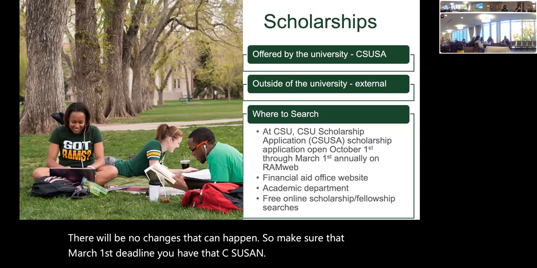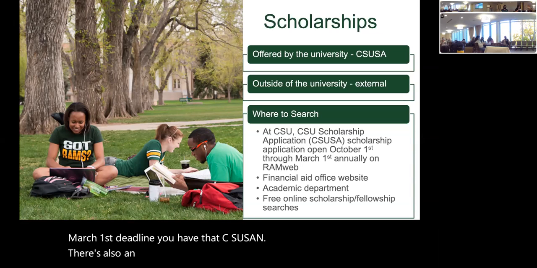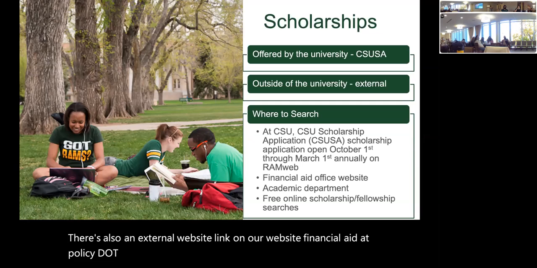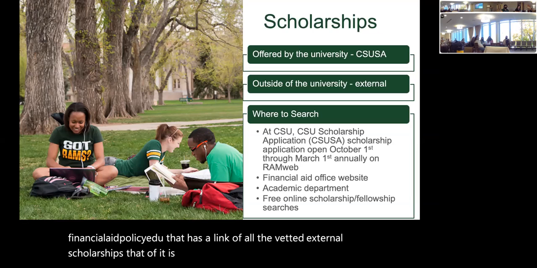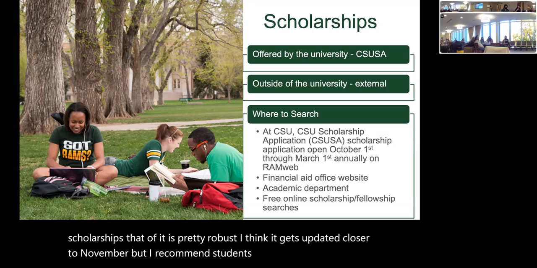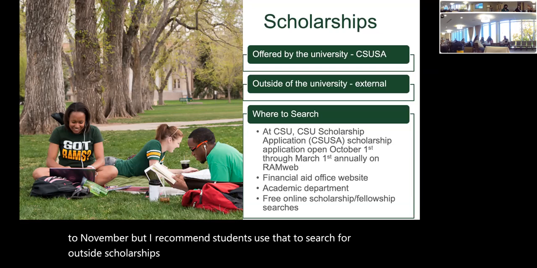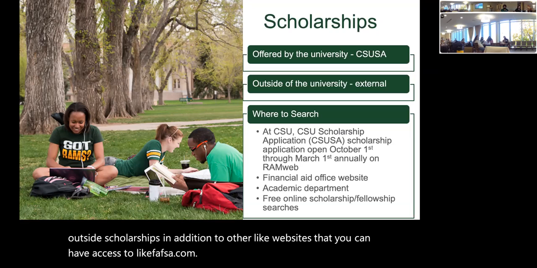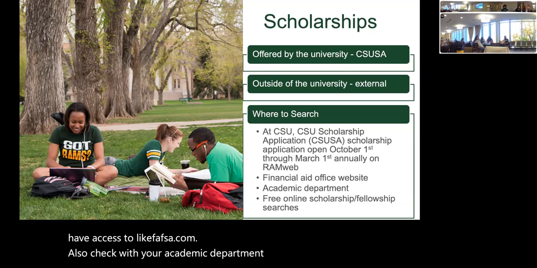There's also an external website link on our website, financialaid@colostate.edu, that has a link of all the vetted external scholarships that we know of. It is pretty robust. I think it gets updated closer to November, but I recommend students use that to search for outside scholarships, in addition to other websites that you can have access to, like FAFSA.com. Also check with your academic department as well.